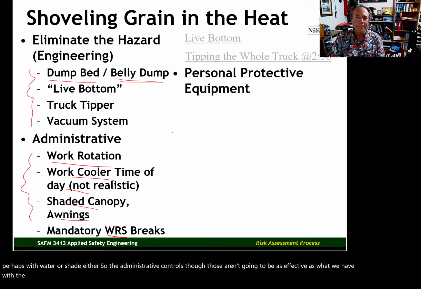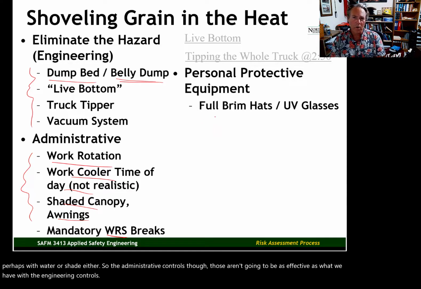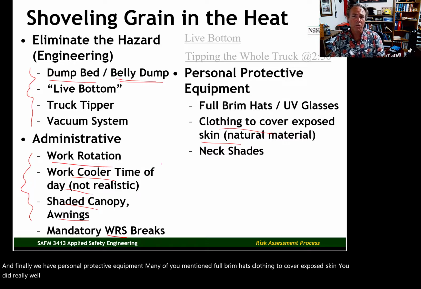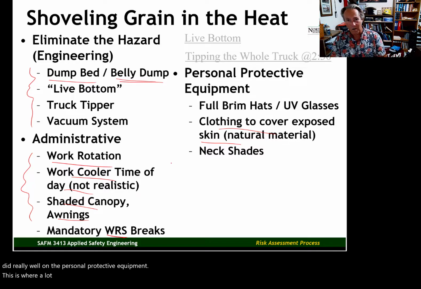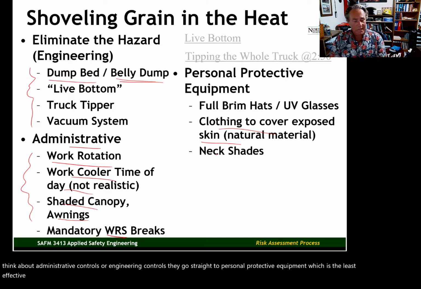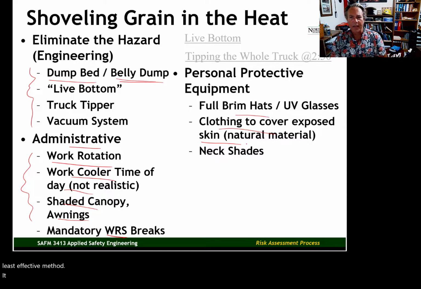And finally, we have personal protective equipment. Many of you mentioned full brim hats, clothing to cover exposed skin. You did really well on the personal protective equipment. This is where a lot of companies start looking for controls, though. I do have to mention this. A lot of companies don't think about administrative controls or engineering controls. They go straight to personal protective equipment, which is the least effective method. Again, it requires the worker to wear the hats, to wear the clothing properly, to wear the neck shades.